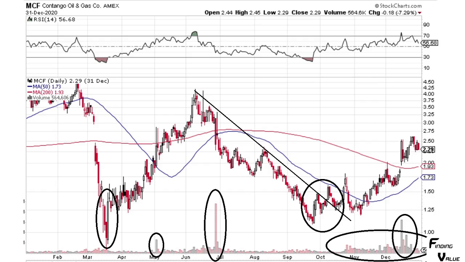Now I'm going to switch gears and do an oil one here. This is Contango Oil and Gas, and I want to show you some things. A huge sell-off here. And then we have this gigantic bullish engulfing here. It's gigantic. This is a massive day. This is like a $1.35, $1.40 down from like 90-something cents. Huge up day, and then it went sideways.